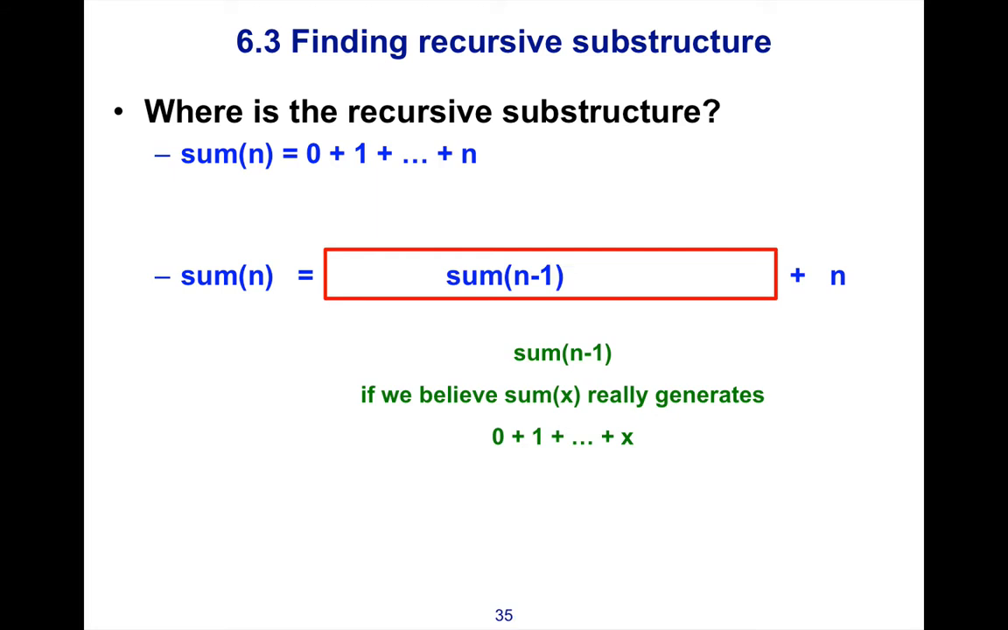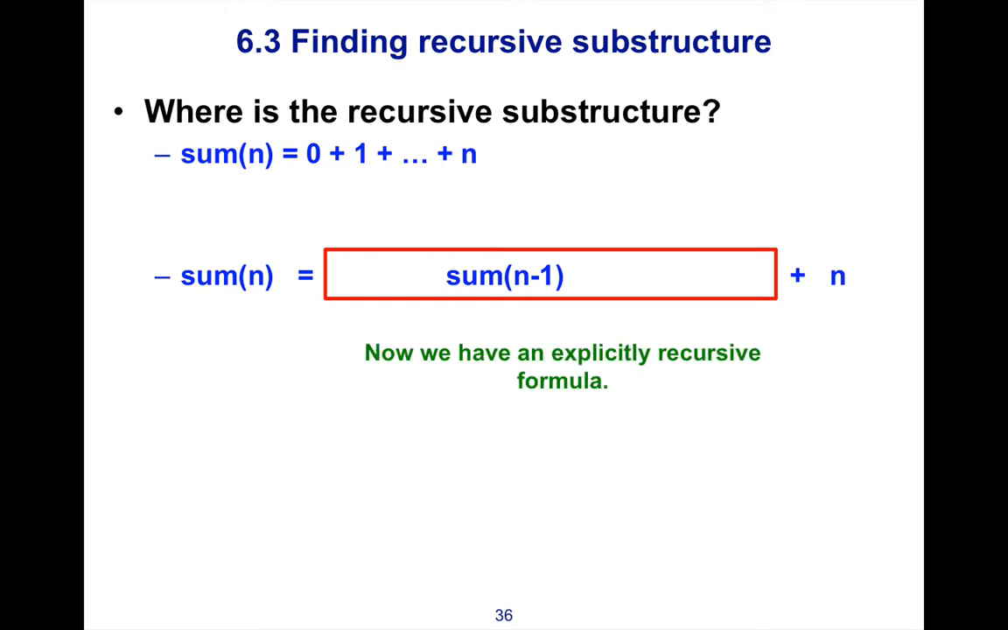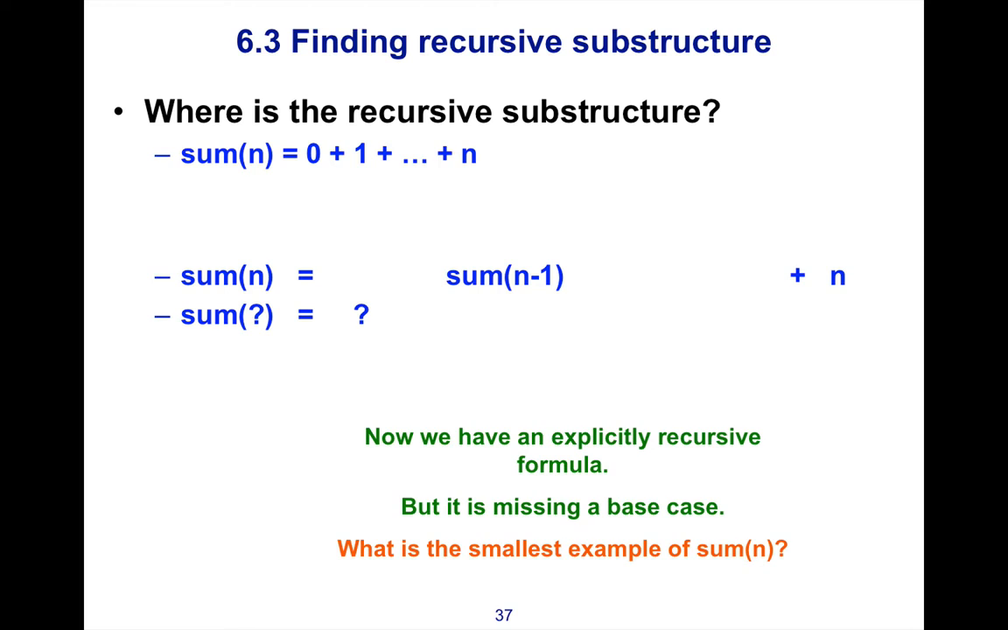We don't really have to think about how this is being computed. We just have to see sum as a textual substitution of its expansion for sum of n minus 1. And this gives us an explicitly recursive formula, and then we're back in the domain we had before where we just have to code it up as written. The only thing missing is a base case. We can't go on forever computing sum of n in terms of sum of n minus 1. So the last thing we have to think about is what's the smallest example of any sum.